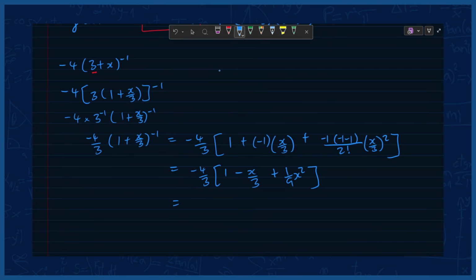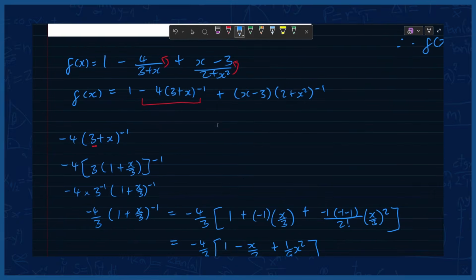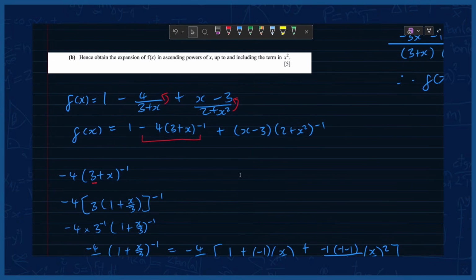Okay, and so that means the expansion of negative 4 thirds times (1 plus x over 3) to the negative 1 is going to be negative 4 thirds plus 4 over 9 x minus 4 over 27 x squared. Okay, so that's that bit.